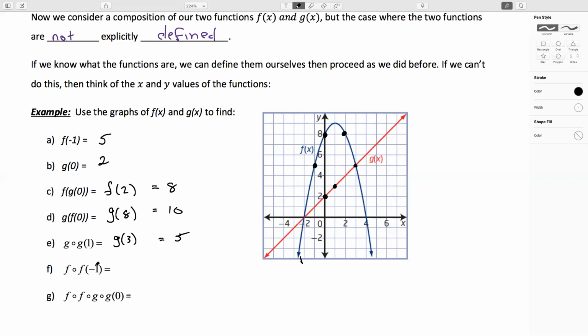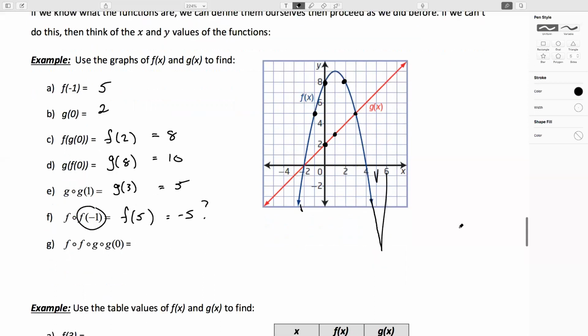f of f of minus 1. Got to find the inner function, f of minus 1. So go to minus 1, go up to f, it's 5. So this becomes like f of 5. Now we go to 5, and we go up to f. And we can't actually see it, but it looks to me like if this was to keep going, it would be probably something like minus 5, minus 6. Outside of the picture.